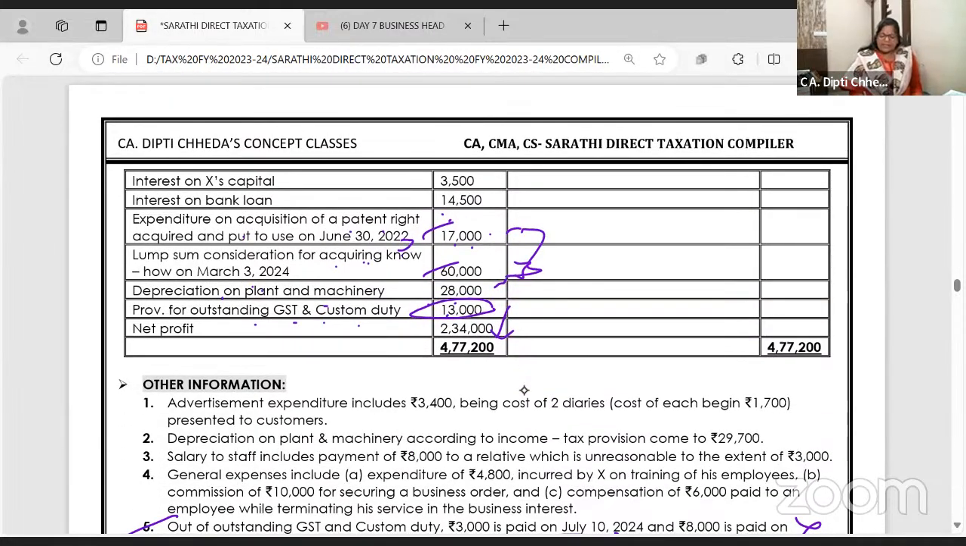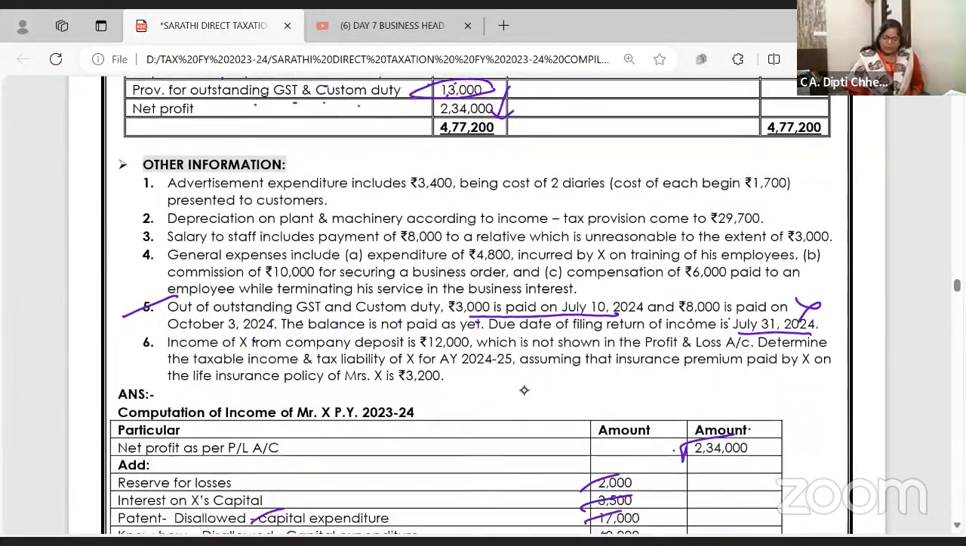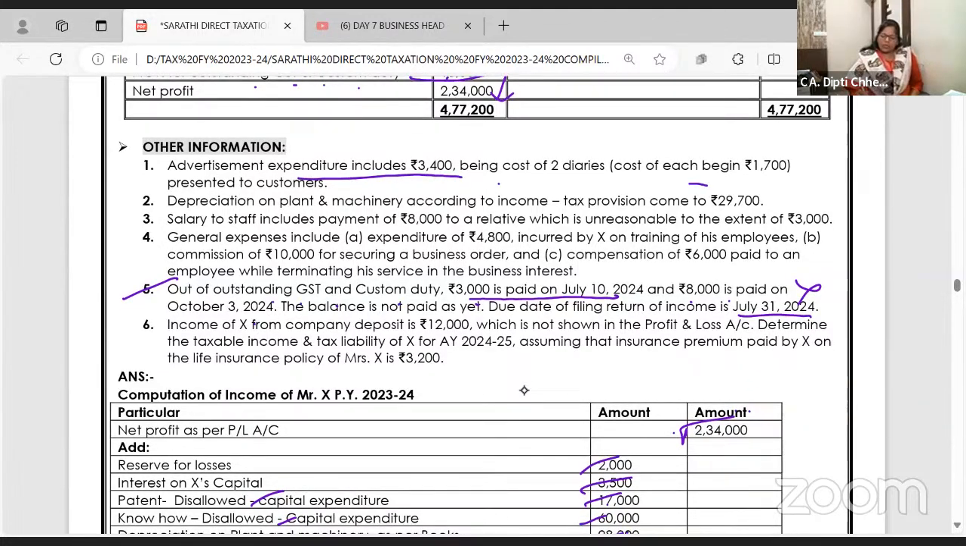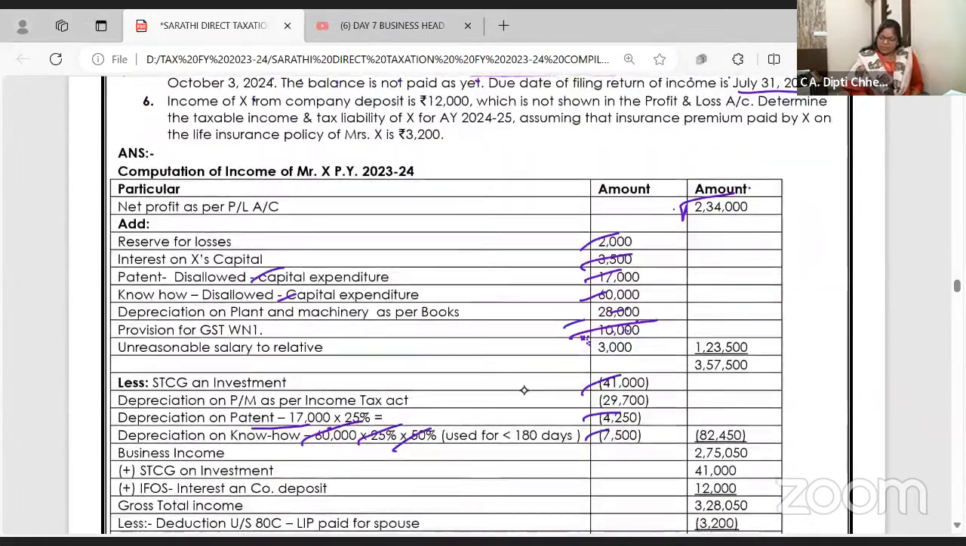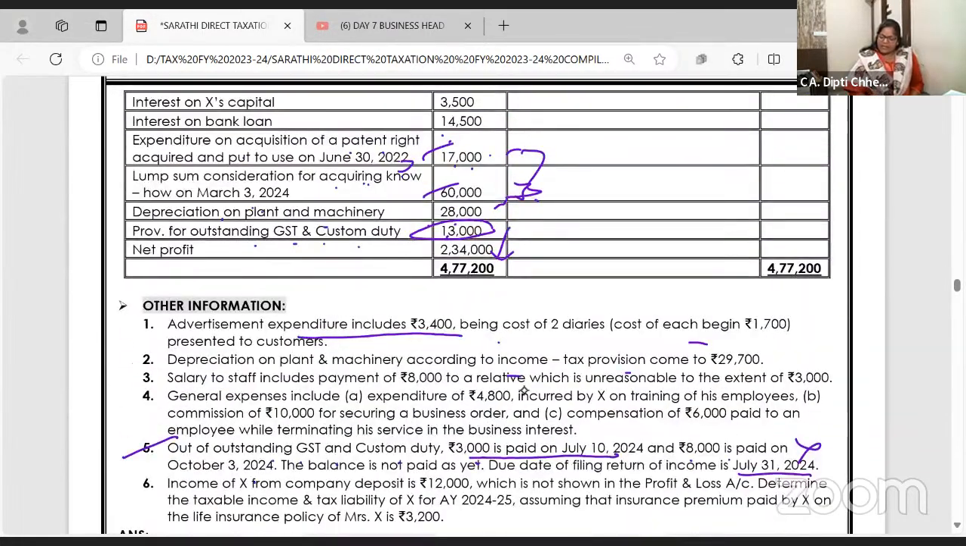I want to repeat this. If there is any capital expenditure debited in P&L, add back. But at the same time, claim depreciation also. Next. Advertisement expense includes diaries given to clients. What you need to do? Allowed. Depreciation as per income tax, they have given ready: 29,700.